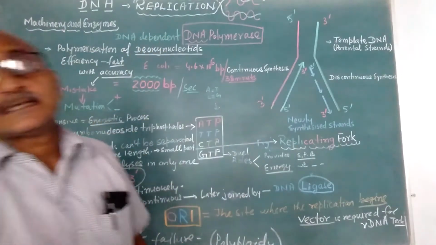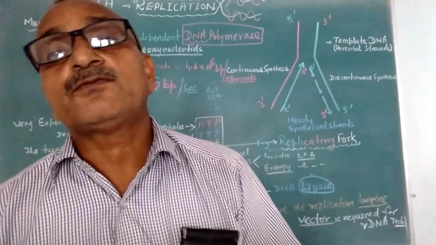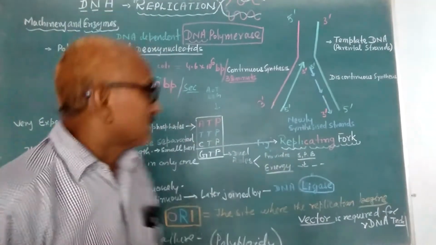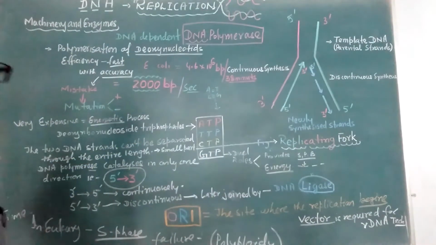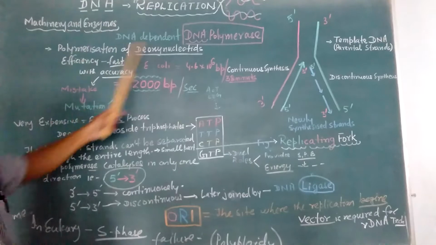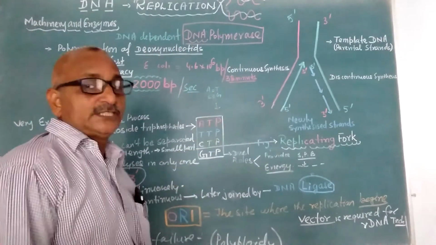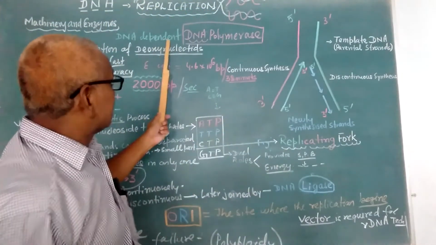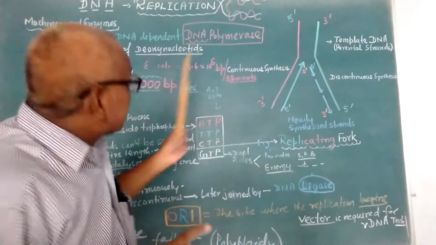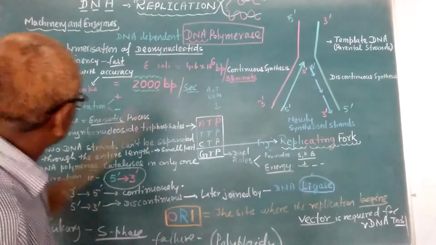DNA dependent DNA polymerase catalyzes the polymerization reaction of this replication. Secondly, this polymerization of deoxynucleotides is a very efficient process catalyzed by DNA dependent DNA polymerase. You know, enzymes play a very important role. So DNA dependent DNA polymerase, never forget, catalyzes the reaction, and polymerization of the nucleotides is very fast.